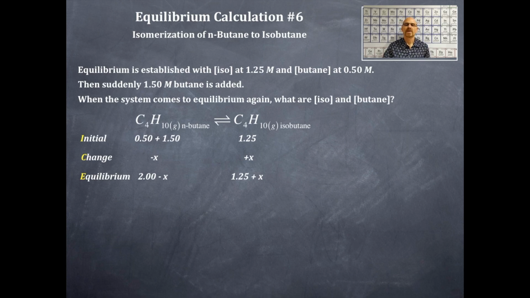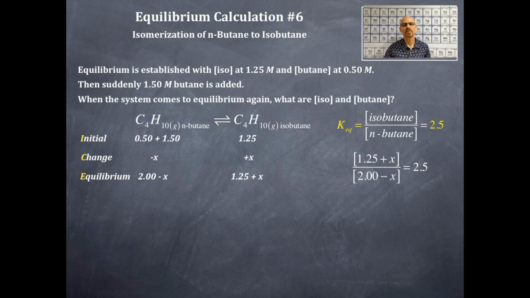Now I need to get the Keq expression, products over reactants, stoichiometric coefficients as exponents. We actually already wrote it down on the previous slide, but it is right here, and I do know that it is 2.5 at equilibrium. So I need to plug in these values and solve for what x is going to be equal to. So I got 1.25 for the isobutane in the numerator plus x, and in the N-butane I got 2.0 minus x in the denominator, and that's equal to 2.5.